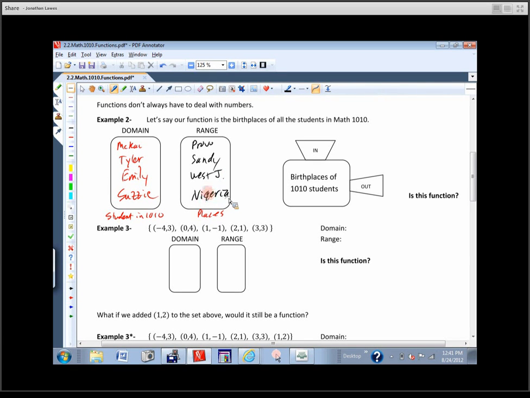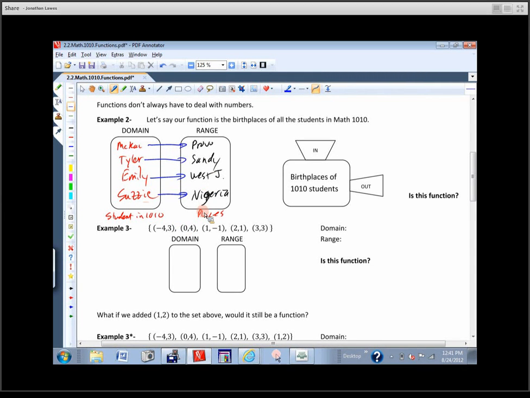Okay. Now, here's what we mean when we say every element in the domain corresponds with one element in the range. It means McKay was born in Provo. He corresponds with Provo. Tyler corresponds with Sandy. Emily corresponds with West Jordan. And Susie corresponds with Nigeria. See this one direction correspondence here?